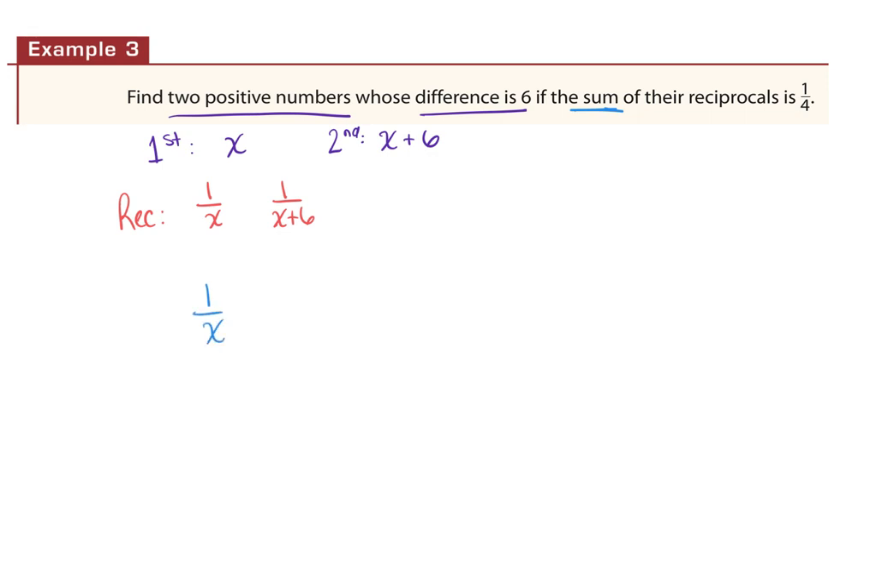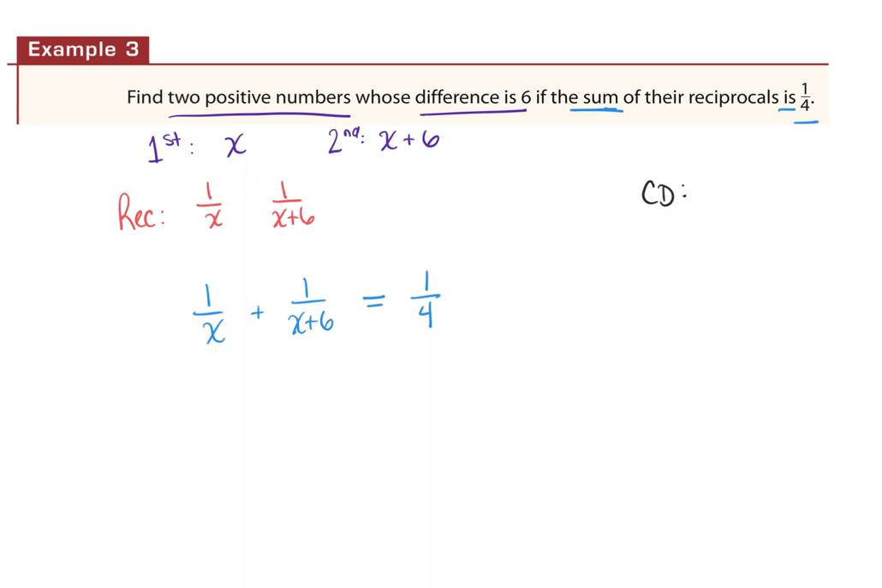So 1 over x plus 1 over x plus 6 equals 1/4. All right? Then I have an equation that I just learned how to solve. How do I solve this? My first step is to do what? Find my common denominator, right?